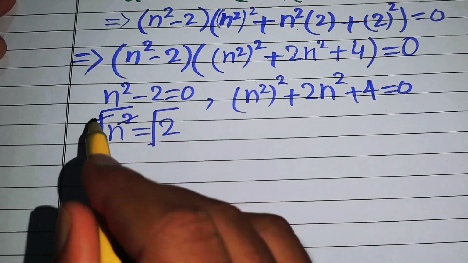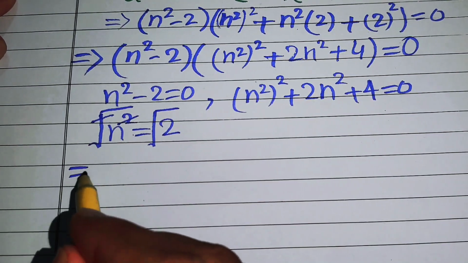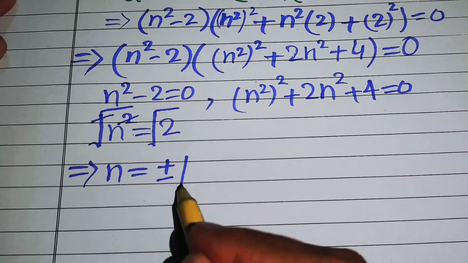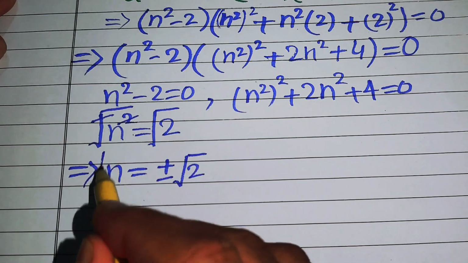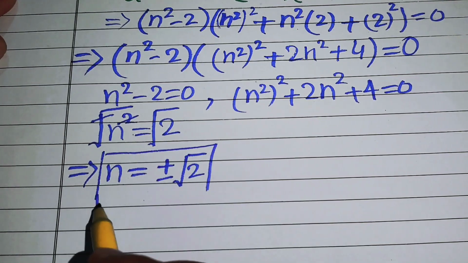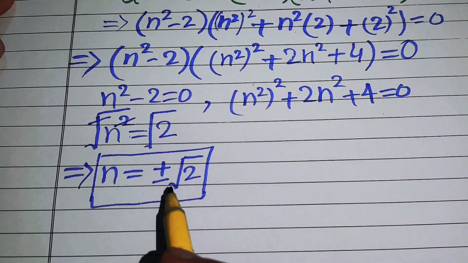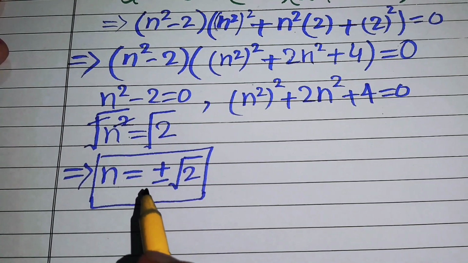Here you see that the square and square root cancel each other, and we get n equals plus minus square root of 2, because when we take the square root on both sides we will write the plus minus sign.